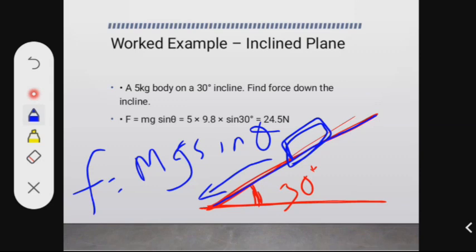So that is just how we solve questions under inclined plane. They are usually in this pattern. Here they would ask you to find the force acting downwards. They might give you the force acting downward, and they'll tell you to find the angle.